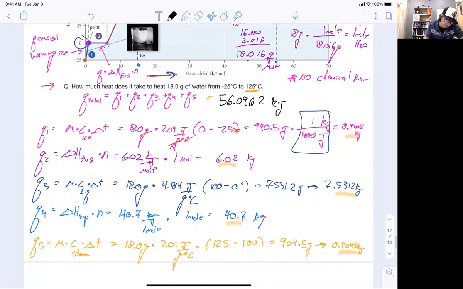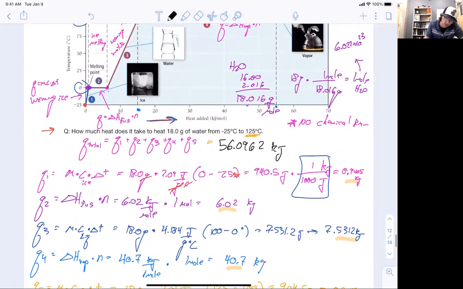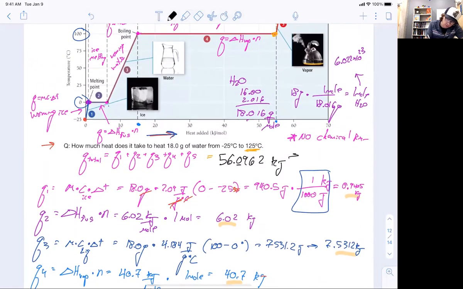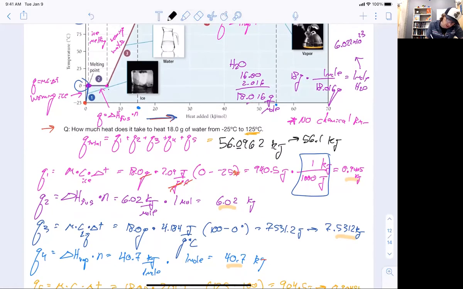Our delta T's kind of limited our sig figs here. We had 3 almost everywhere else, so it's probably a good idea to use 3. So we'll call it 56.1 kilojoules. Technically, here with subtraction, you've only got 2 sig figs, so you could have just called that 56 kilojoules. I don't see them actually add it all together, but that's about where we were expecting it to be.